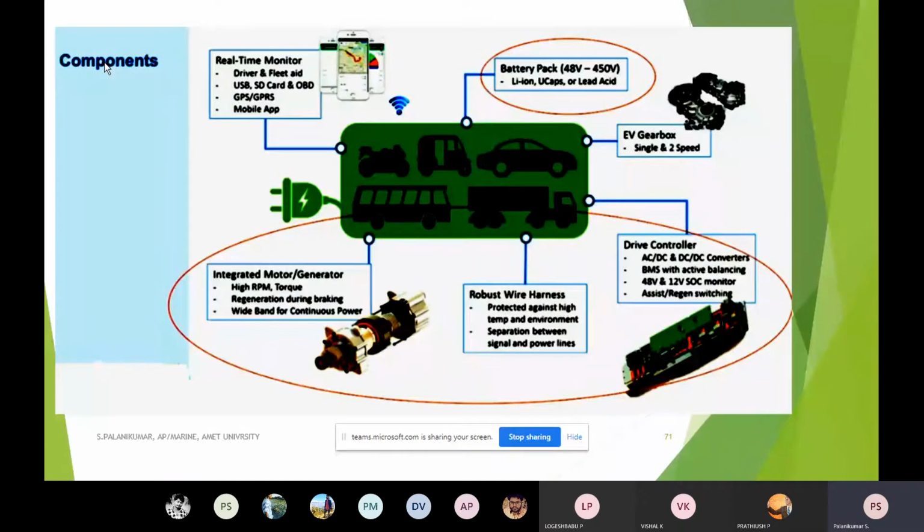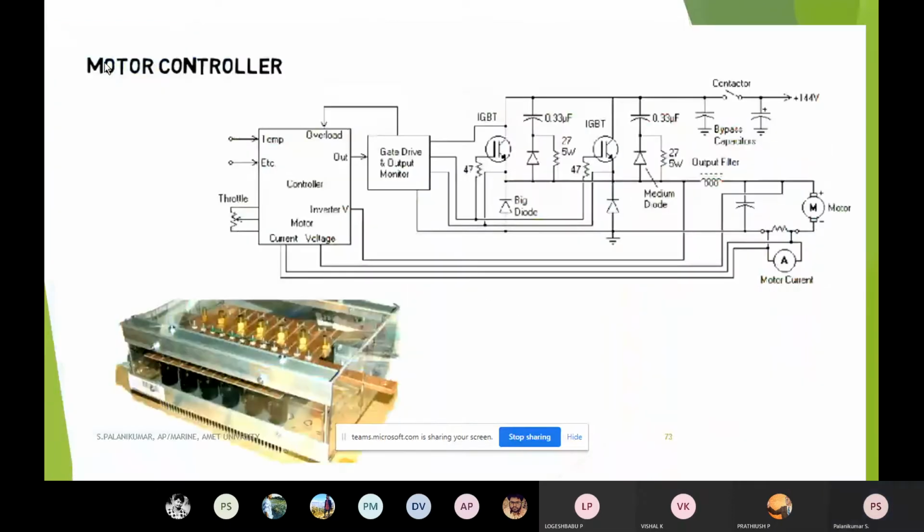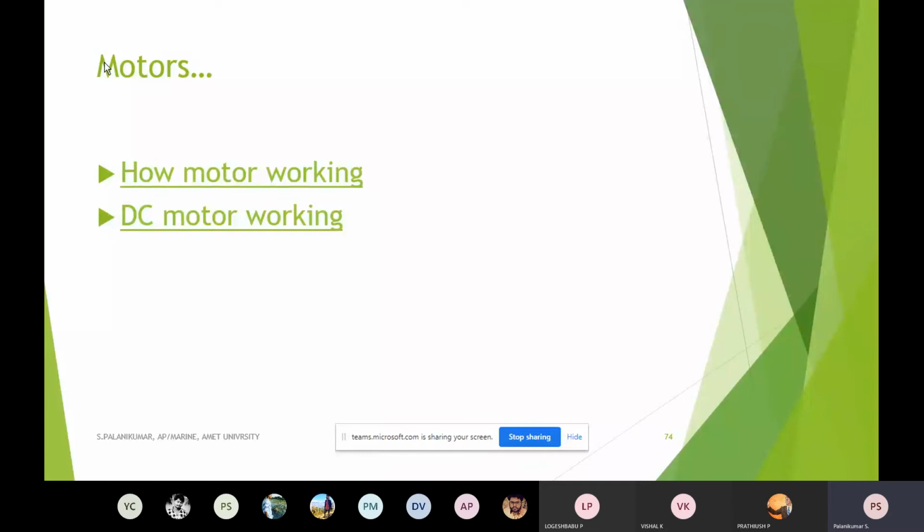So this complete unit we already started, and we have discussed about that. What are the different motors? What is the principle of operation of any motor? How a DC motor is working.